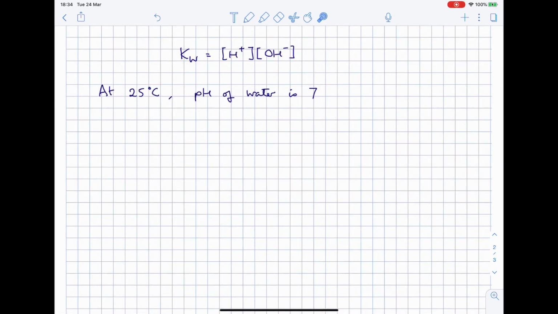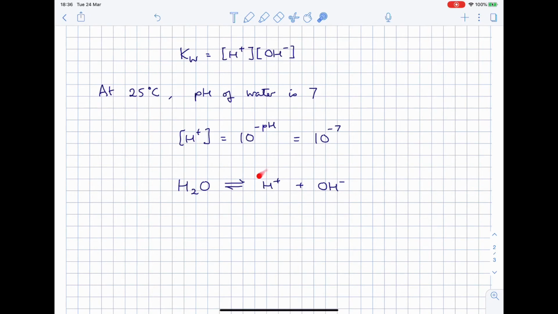You should be aware of the value of Kw, the ionic product of water, at standard temperature and pressure. You can actually calculate it since we know that the pH of pure water is 7 at 25 degrees C. So we can substitute the value of 7 into the H+ concentration, because we know that the H+ concentration is 10 to the power of minus pH. So in this case, it will be 10 to the power minus 7.